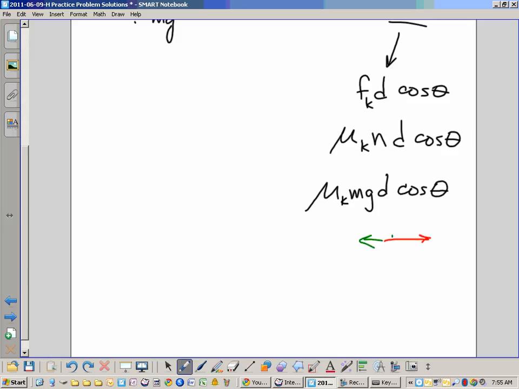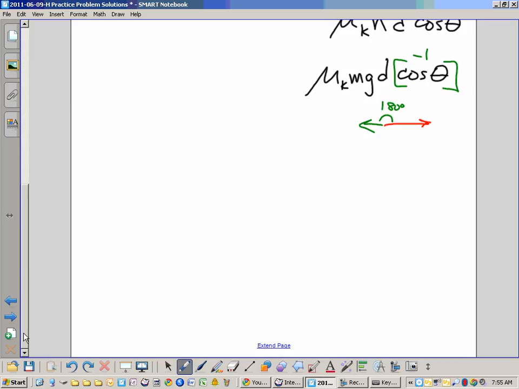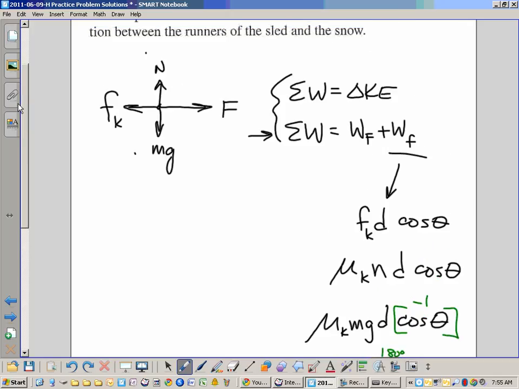The angle between them, 180 degrees, or pi if you're a math head. That means that cosine theta here, cosine of 180, is going to be -1. Okay? Negative work. That means that our total expression here is going to be negative mu k mg d. All right? That's our expression for what? Work done by friction.